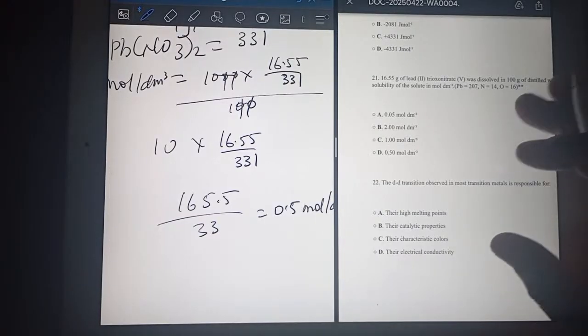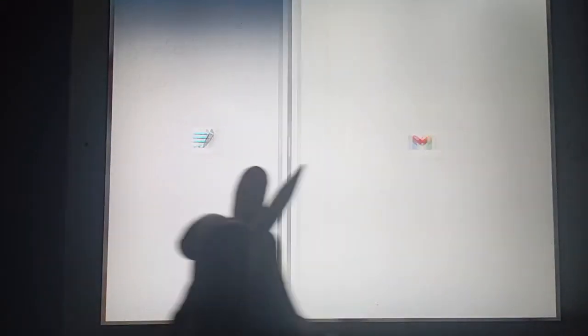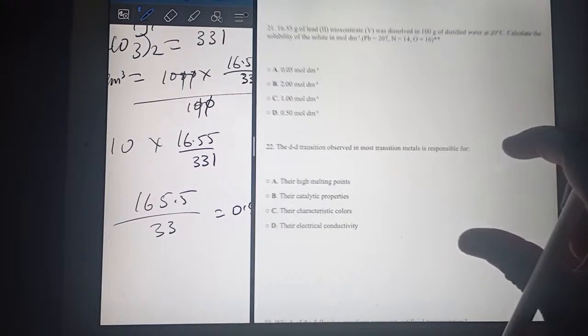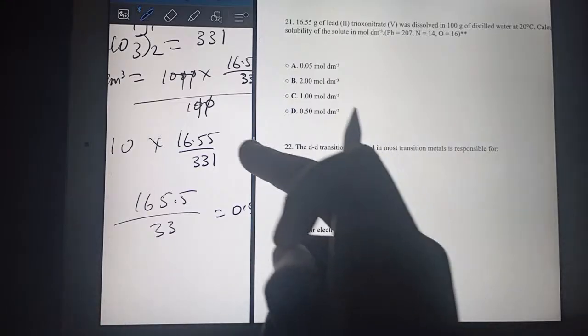All right. We move to question 22. Question 22 says that d-to-d transition observed in most transition metals is responsible. So this is a bit advanced, but it's not too advanced. I purposely constructed these questions to open your eyes to some of the little advancements in chemistry.